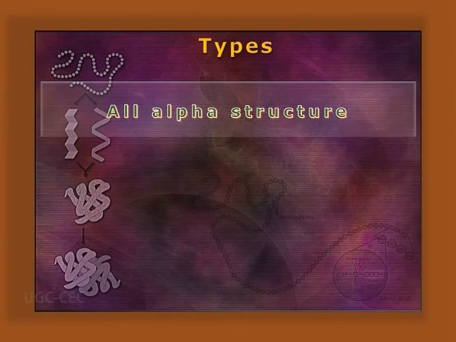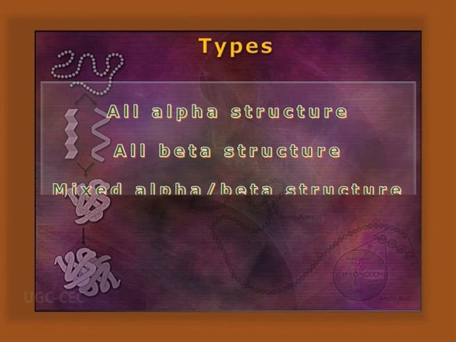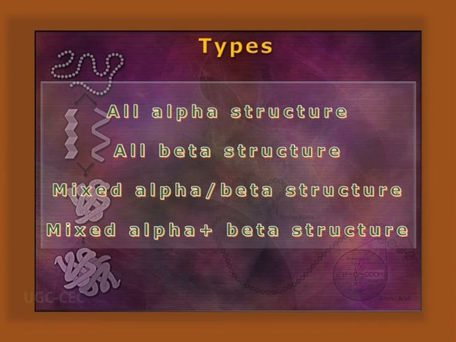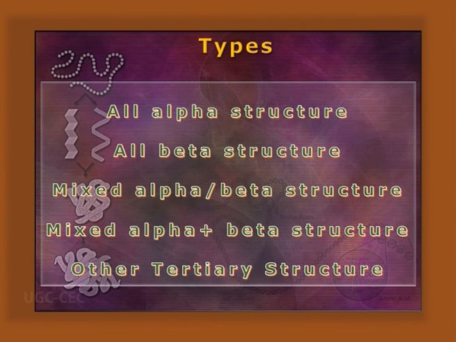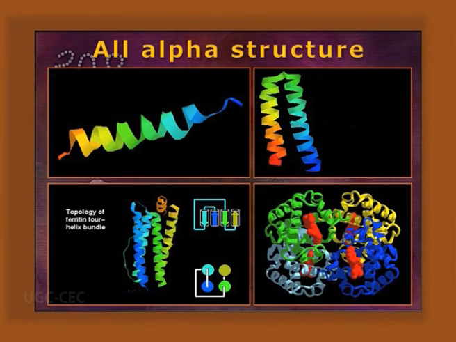Types. So the types of tertiary structure include all-alpha structure, all-beta structure, mixed alpha/beta structure, mixed alpha plus beta structure, as well as other tertiary structures. Now, the all-alpha structure is made solely by alpha helices. Sometimes it is also called the alpha domain in the case of quaternary structure.